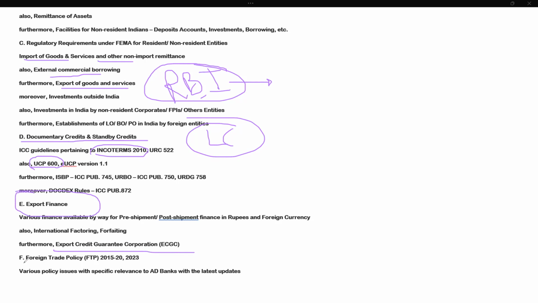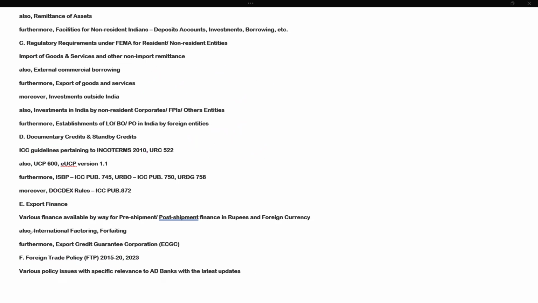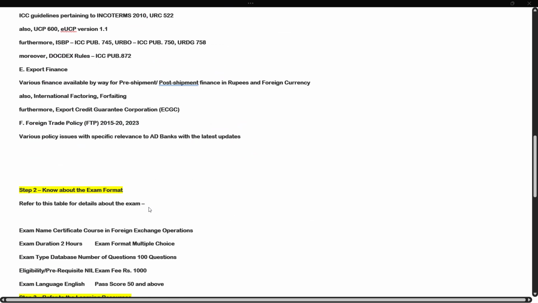ECGC, foreign trade policy, and various policy issues with specific relevance to AD banks, with the latest updates. This you have to take care of. And if you're taking our course, we are covering all these things, and we are taking care to provide a good course to our candidates.